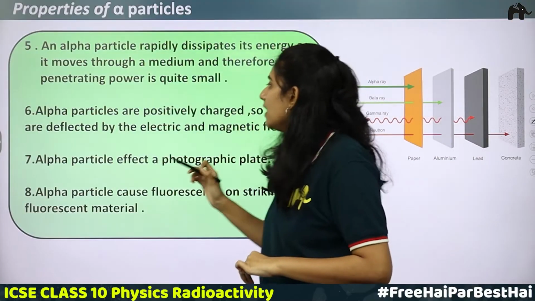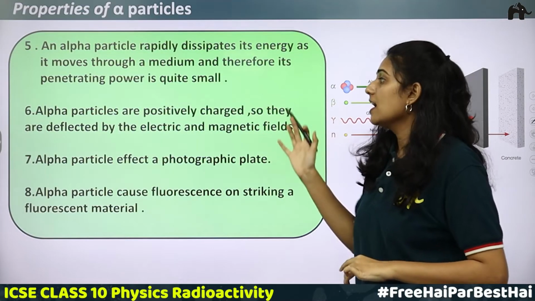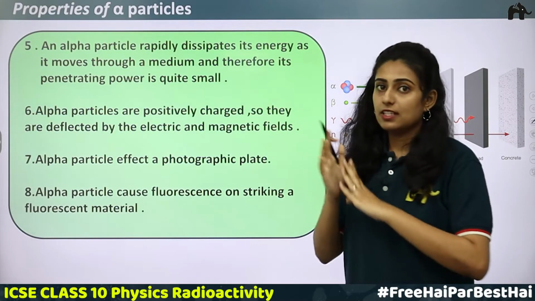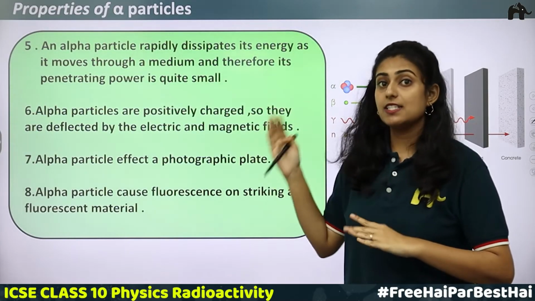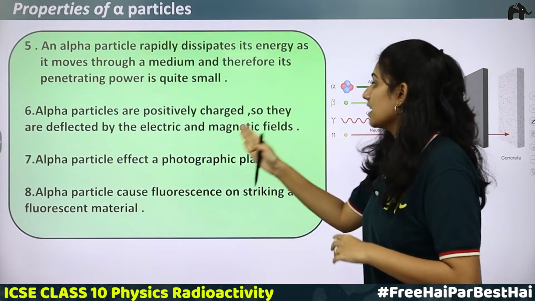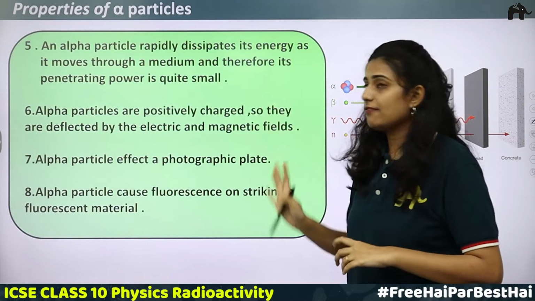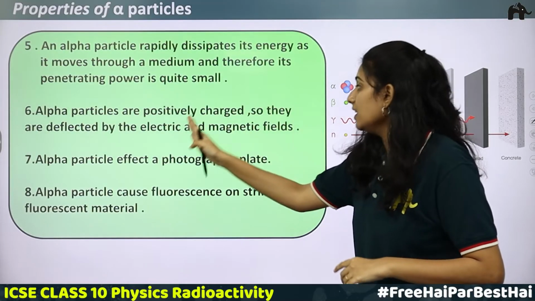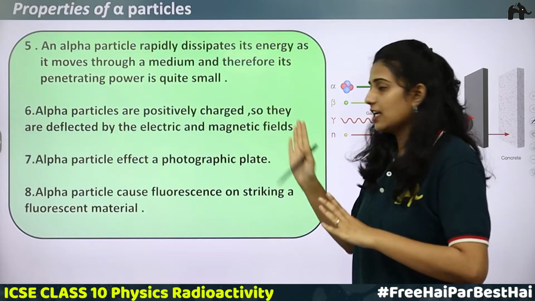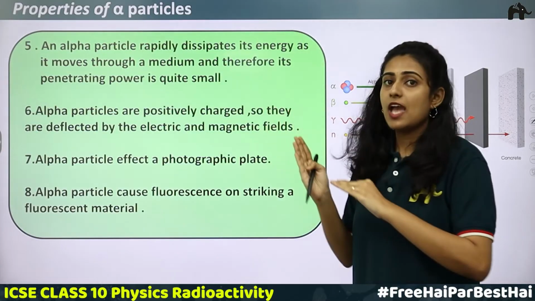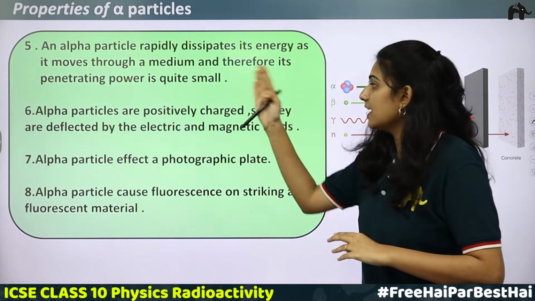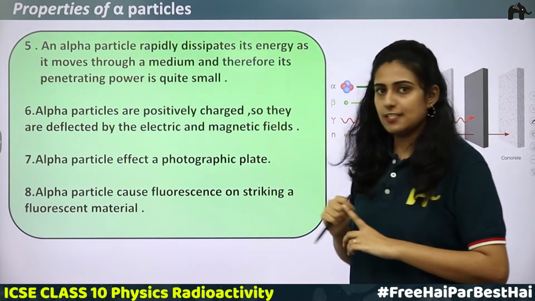Sixth point, alpha particles are positively charged, so they are deflected by the electric and magnetic field. We have studied the alpha particles, beta particles and the gamma particles, how their deflection is in electric and magnetic field. You can see that the alpha particle will get deflected in the electric and magnetic field because they are positively charged. In case of electric field, the alpha particle moves towards the negative plate, and towards the left side when there is a magnetic field.